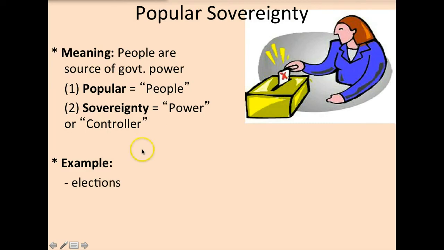The first type here is you have a lady voting, and that's because when you vote, you are deciding who should be part of the government, or if it's a referendum, you are deciding if a bill should become law.